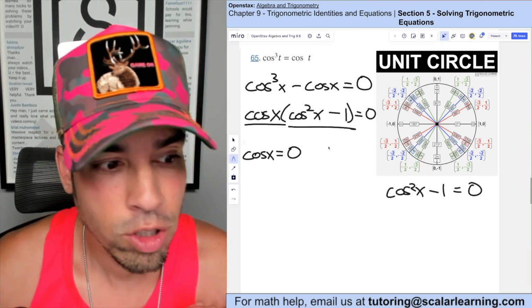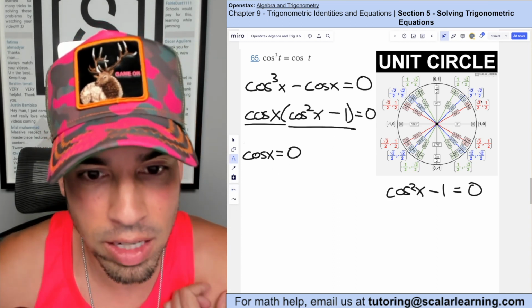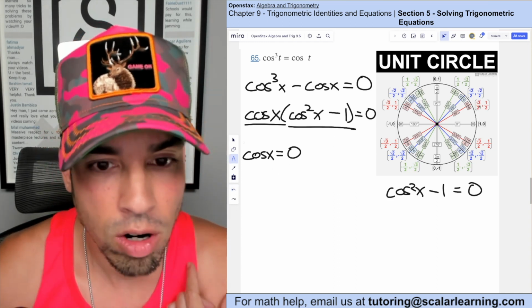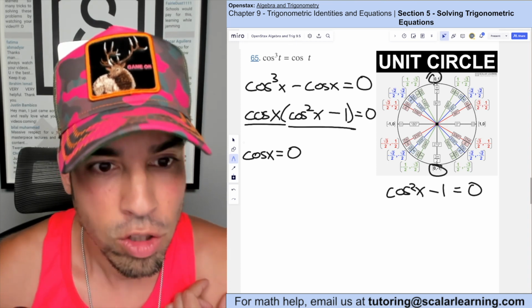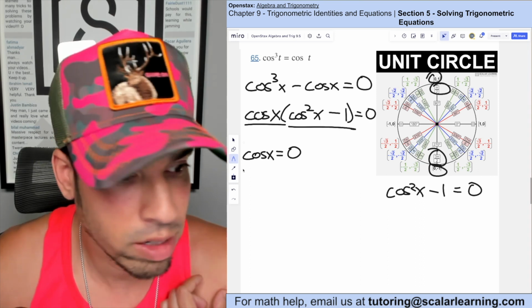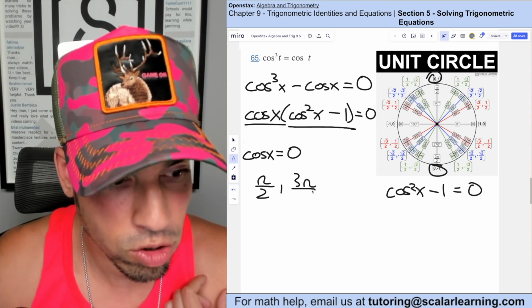Well, on the unit circle, we're looking for x values because cosine links up with x. We're looking for x values in the coordinates that are equal to 0. So I see it happening here and here. So it corresponds to these two radian values, so that we've got pi halves and 3 pi halves. These are our first two solutions.